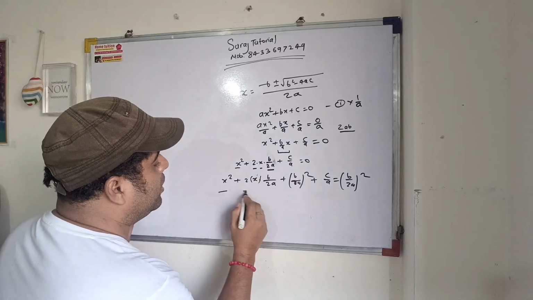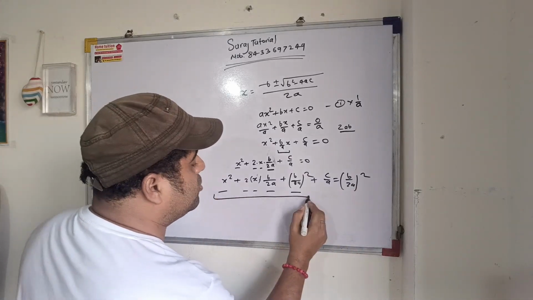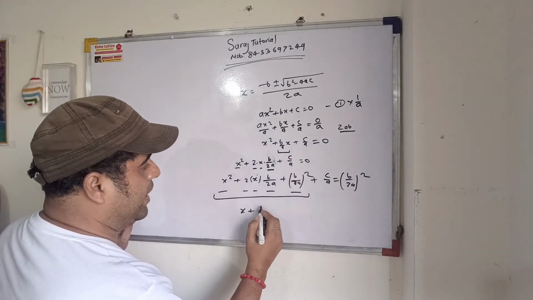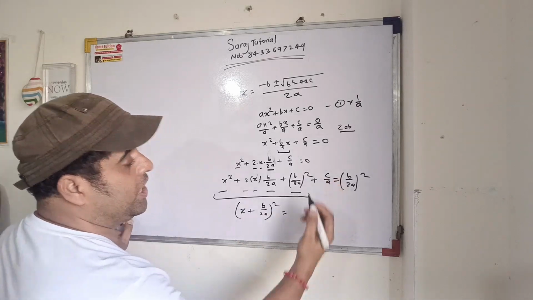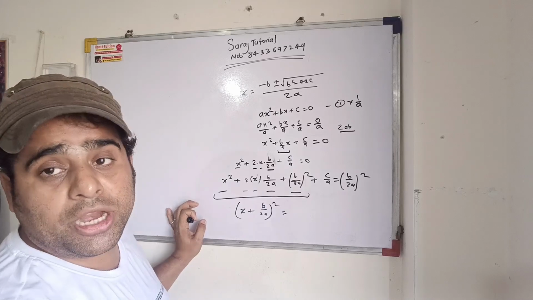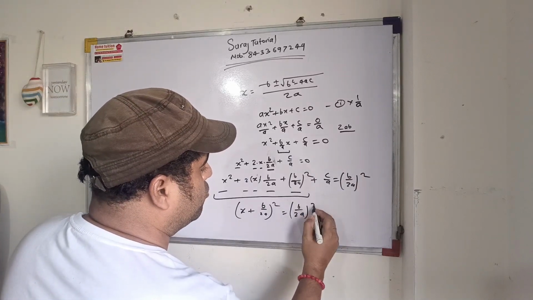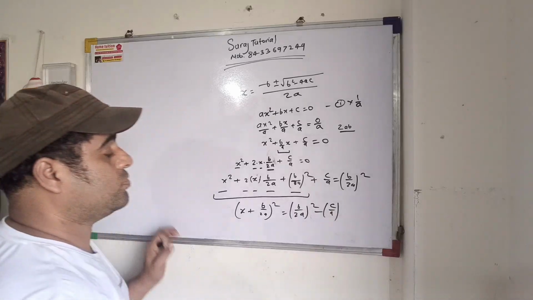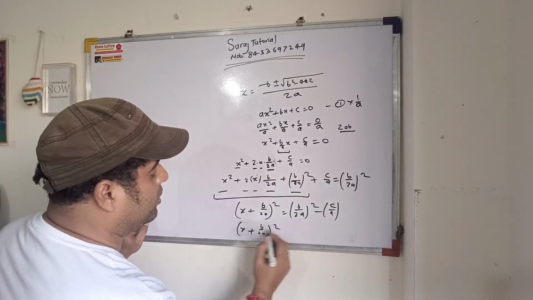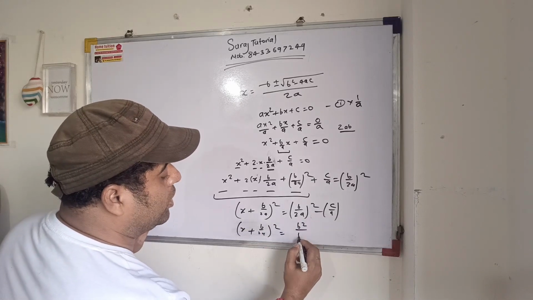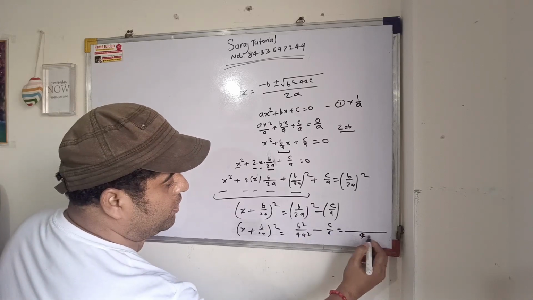This is in the form of a square plus 2ab plus b square. So we can write all the three together as a plus b whole square, means x plus b upon 2a whole square. And this c upon a will go on the right side and it will become negative c upon a. You can write like this: b upon 2a whole square minus c upon a. So now you can write x plus b upon 2a whole square is equal to b square upon 4a square minus c upon a. We can take LCM 4a square.